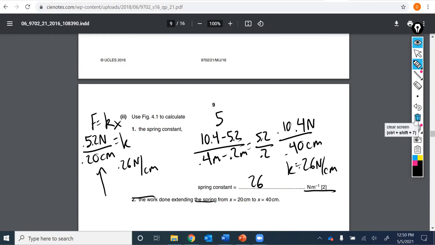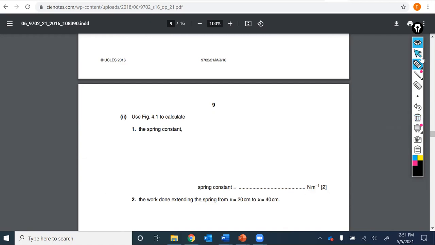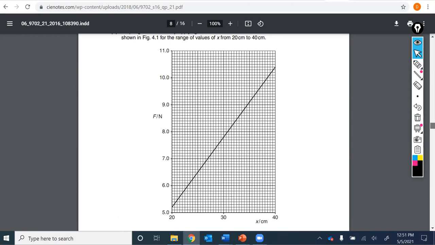All right, so now we want to solve for the work done extending the spring from 20 centimeters to 40 centimeters. The work done in extending the spring is equal to the energy that it possesses. Work and energy are the same thing. We have to apply a force over a distance to store energy inside of this elastically. And so the area underneath this curve here solves it.